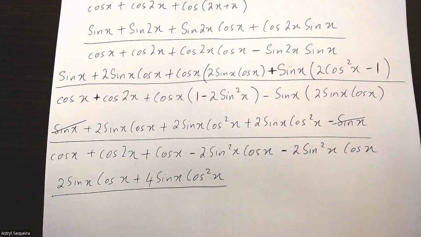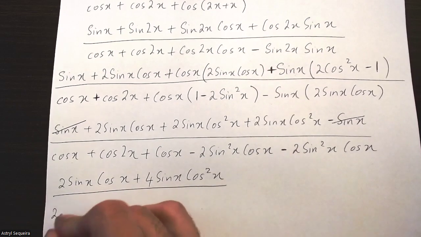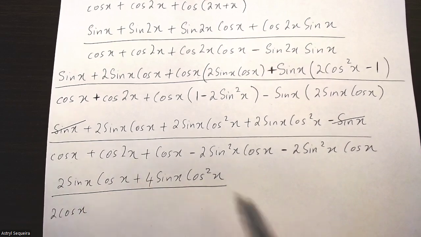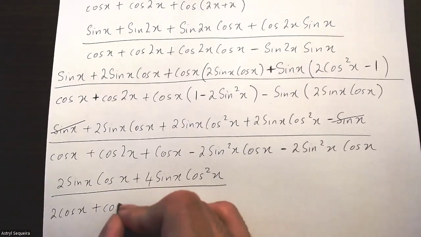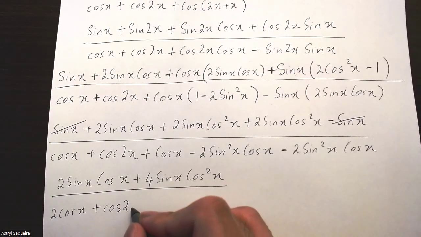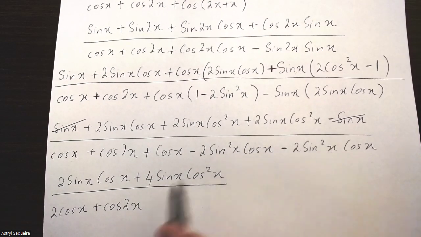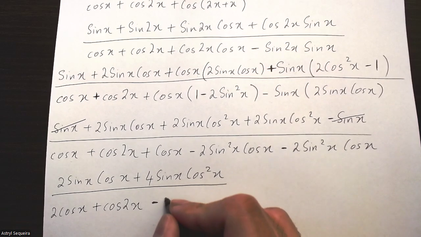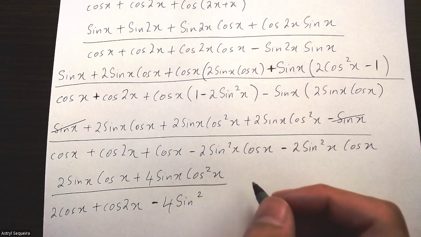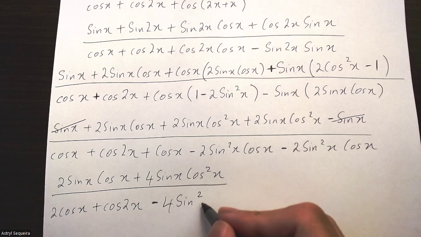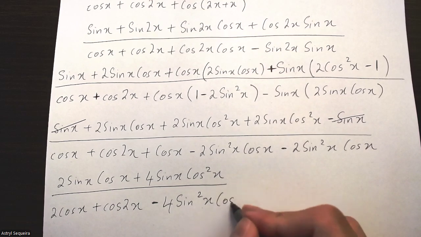And in the denominator, cos x plus cos x is 2 cos x. Cos 2x, I'll still leave that the same. I don't know which one to convert to just yet. And those two combining will give me negative 4 sine square x cos x.